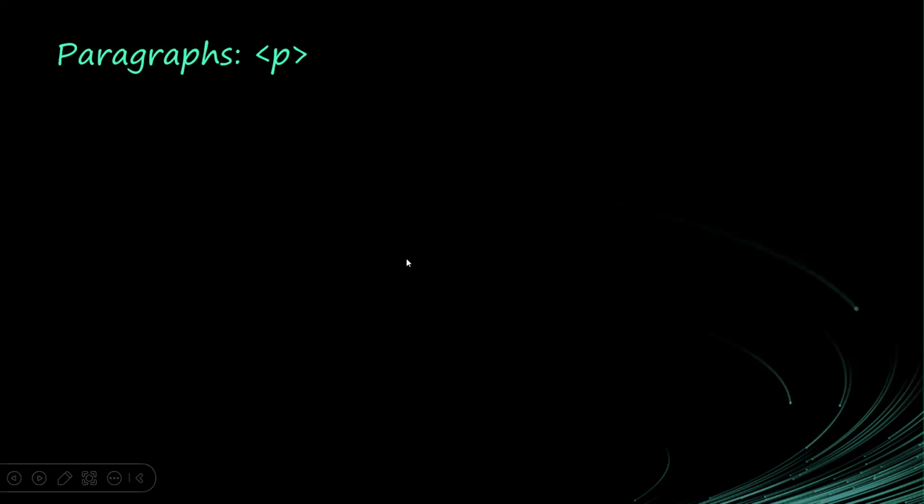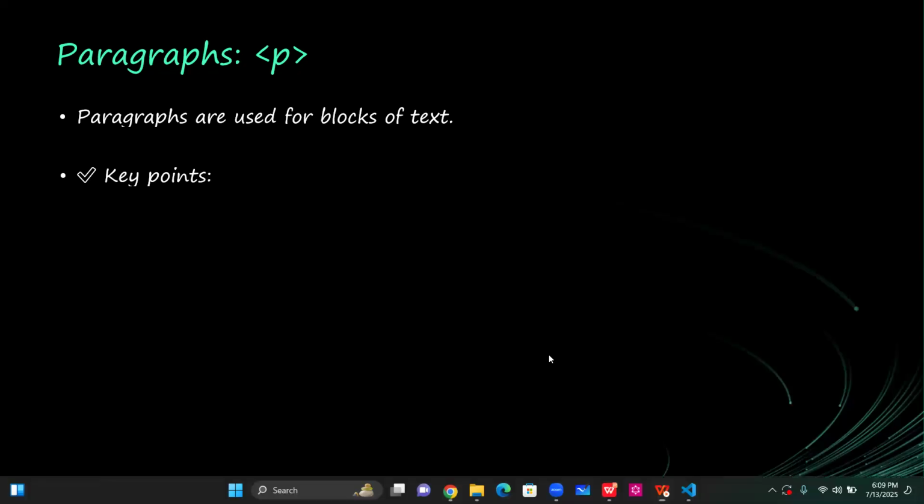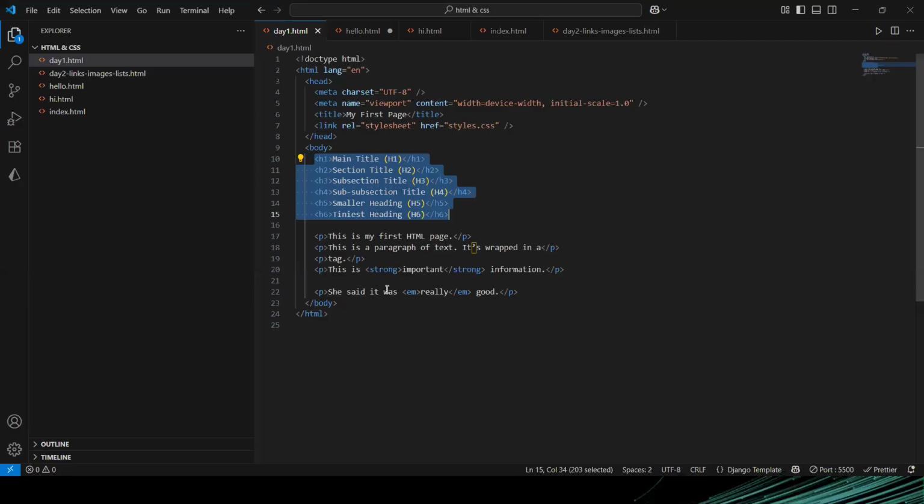Another one we also have is the paragraph. Just like in a newspaper, if you're writing in a document, you want to have some paragraphs. Paragraphs are used for blocks of text, just like when you're writing a letter or a document, you put them in blocks of text. So look at what we mean by paragraphs. You use the P tag. This is a paragraph. These are blocks of text.